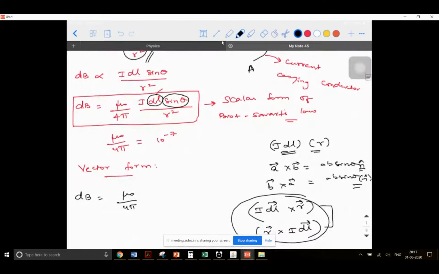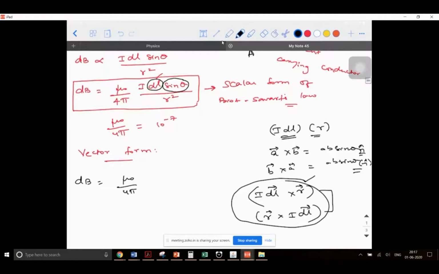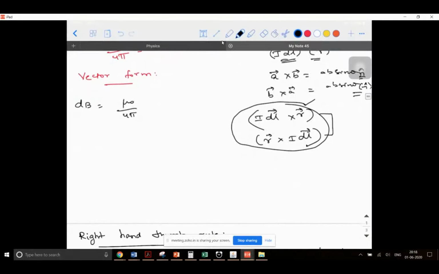Now what I'm going to do is, using this logic, using different permutations and combinations, I will find what I dl cross r has to tell me and r cross I dl has to tell me. Now, observe, I'm just doing a small restructuring in the diagram. Instead of taking a wire which is bent in a random shape, I'm taking a straight wire. I'm calling it as I dl. Let's say there is a point P where you're trying to calculate the field, the distance. So this r vector is there.